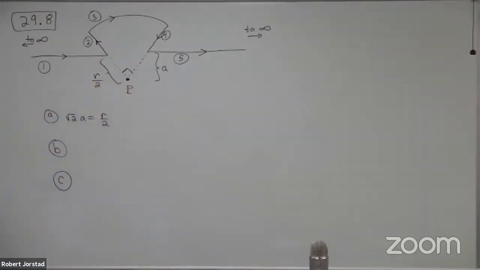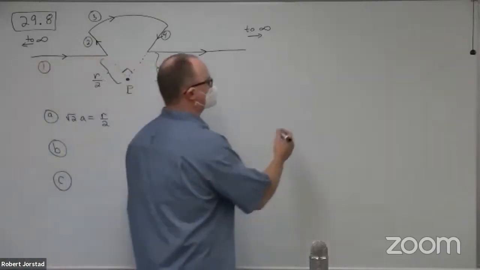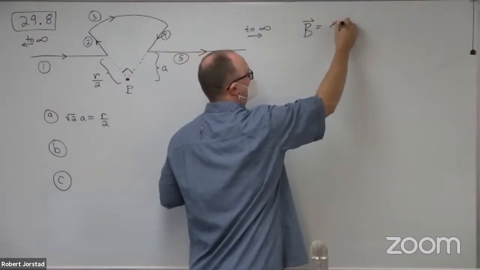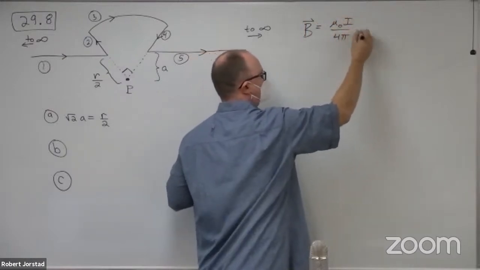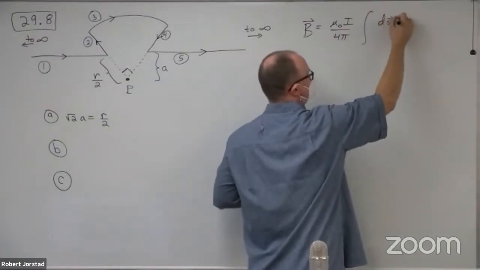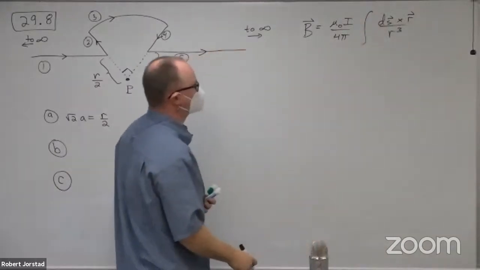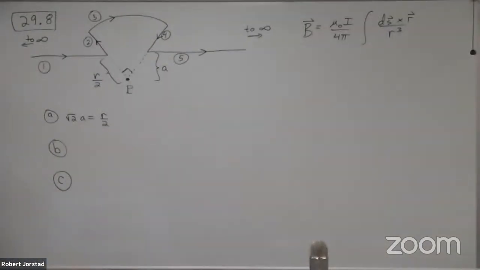Okay, so it's asking, are there any segments which produce 0 contribution? What's that? 2 and 4. How do you know 2 and 4? Okay, let's start. What was the equation for figuring out B fields from wires? What's the one thing that we keep saying? It's a lot of BS. Mu naught I over 4 pi integral of ds cross r vector over r cubed, or r hat over r squared. That's our Biot-Savart law, right?